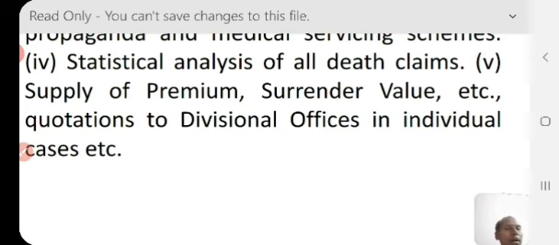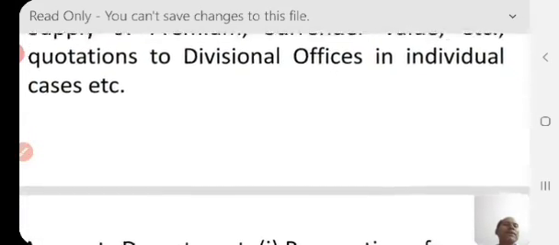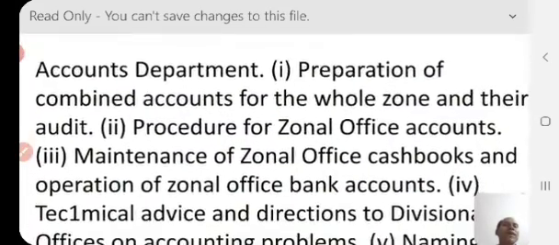So all death claims should be analyzed, and their payment details, maturity amount details, health status of the persons, and the medical certificates of the concerned claims, all those things, statistical analysis. Supply of premium, surrender value, etc., quotations to divisional officers in individual cases, and accounts department.